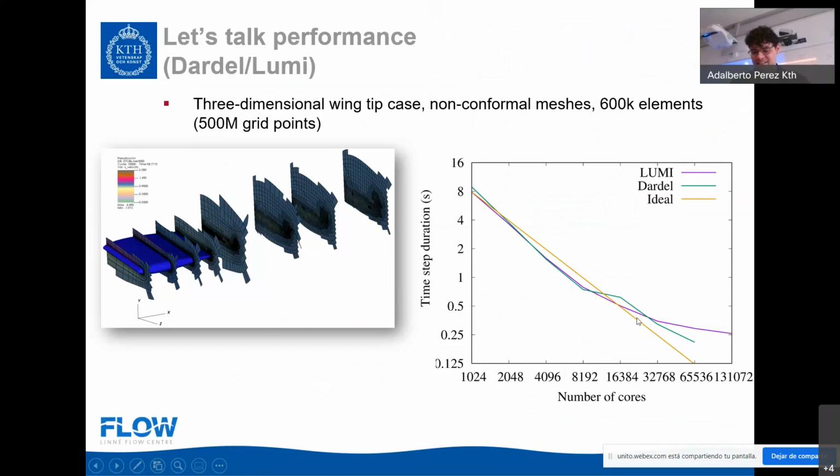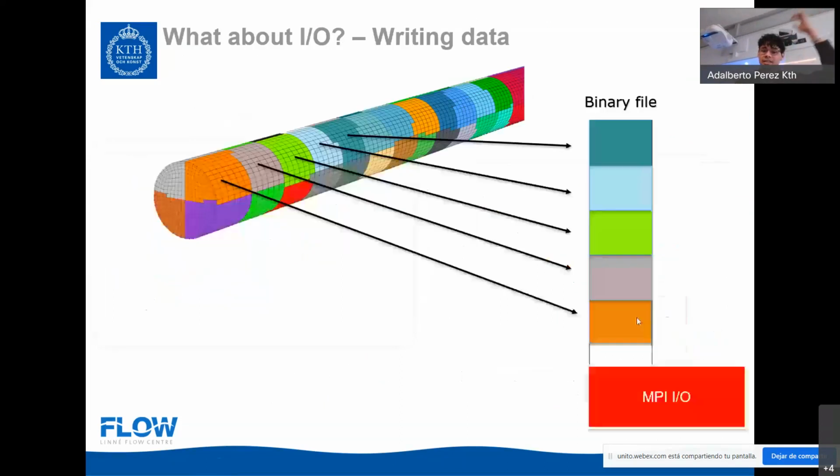And we see that still scales very well. In general, there's something that we call a strong scaling limit that depends on the number of grid points per core. Not really the number of elements, but the number of grid points per core, depending also on the order of the elements.